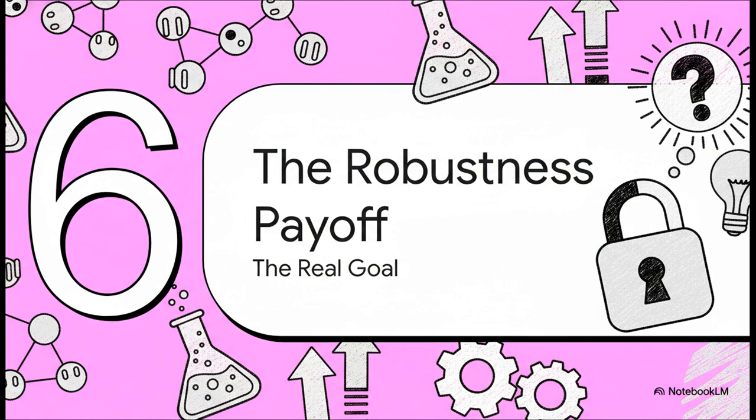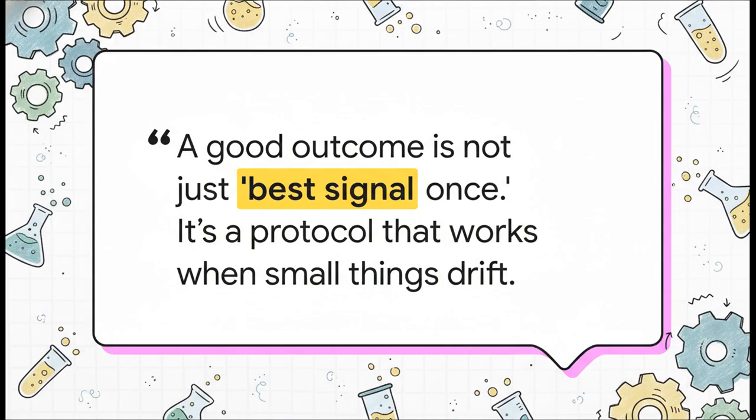So, after all of this, what's the real payoff? Why should you change the way you've always done things? Well, it all comes down to one really important word. This quote just nails it. The goal isn't to get the best possible signal one time, under perfect conditions. The real goal is to get a protocol that is forgiving, one that still works even when the little things in the lab inevitably change.